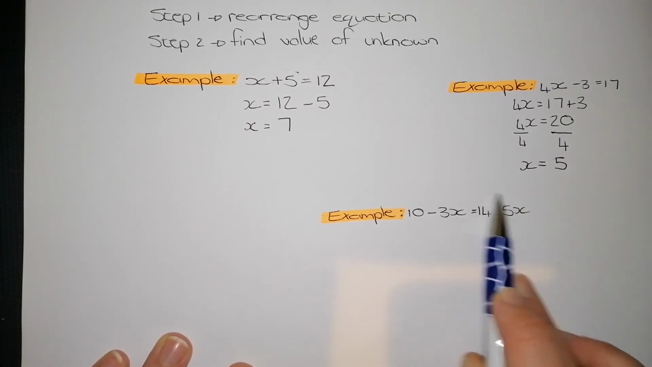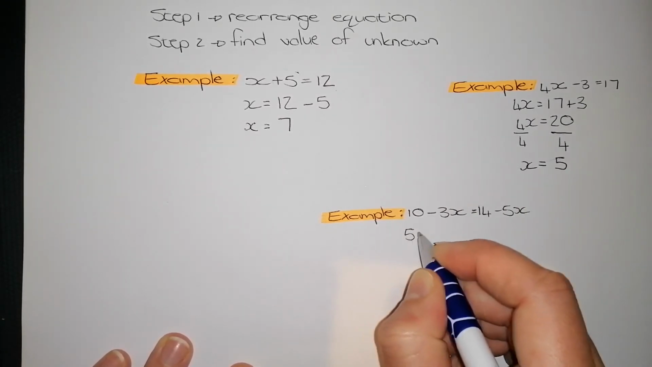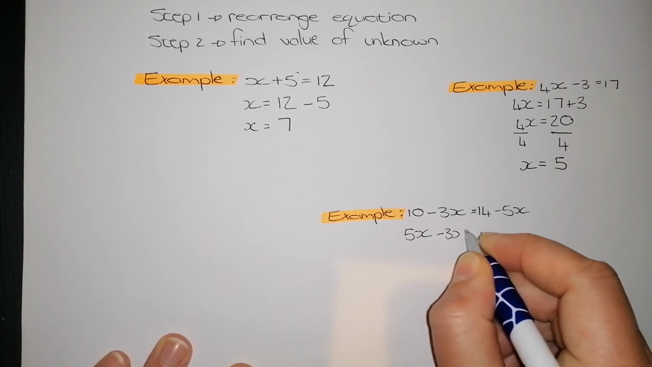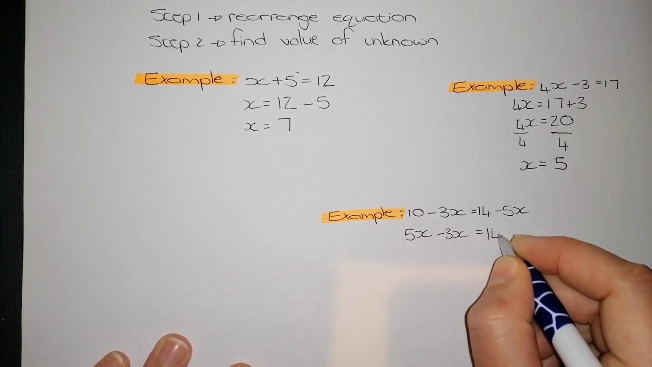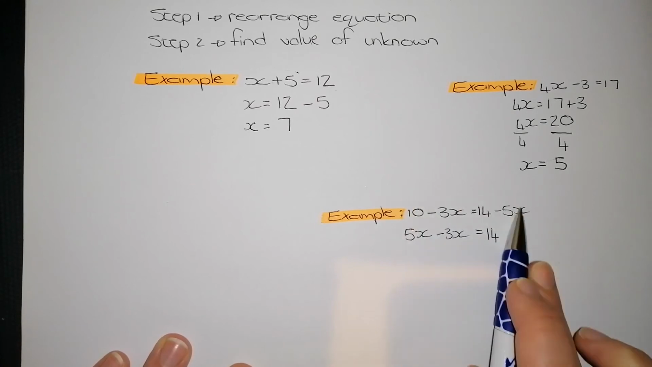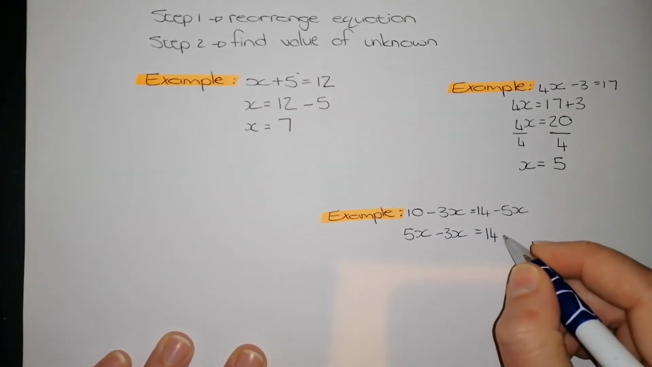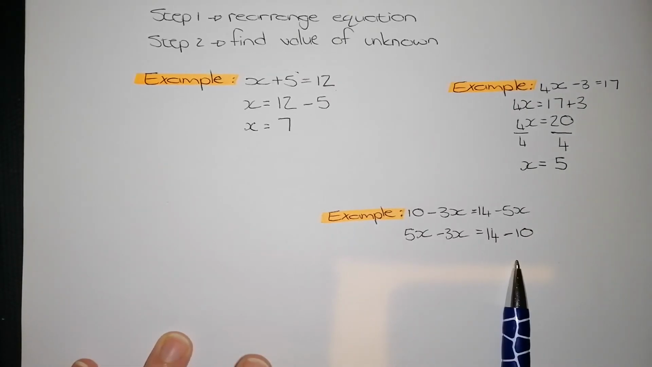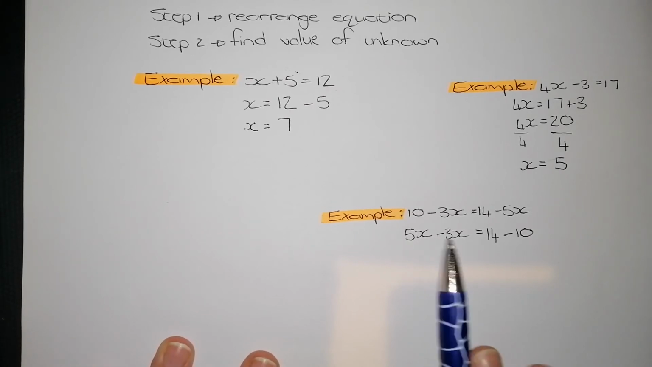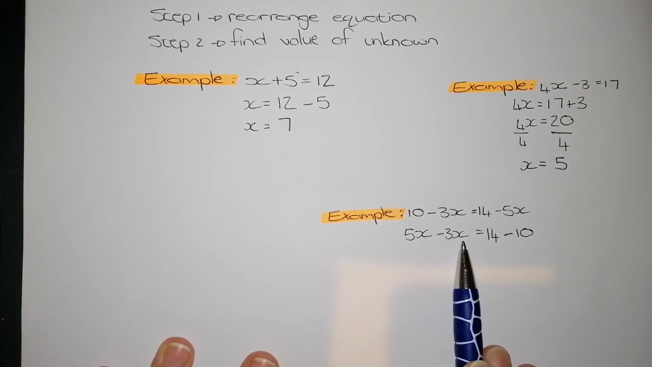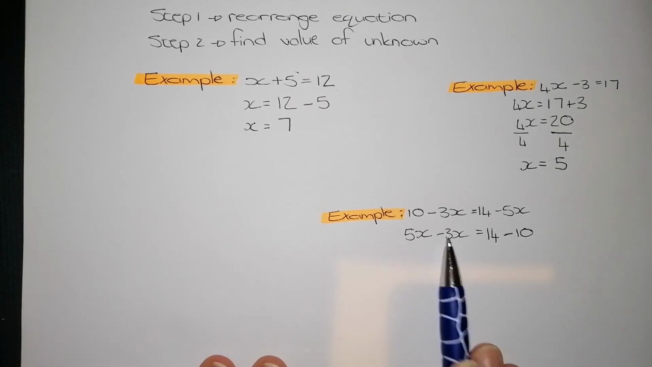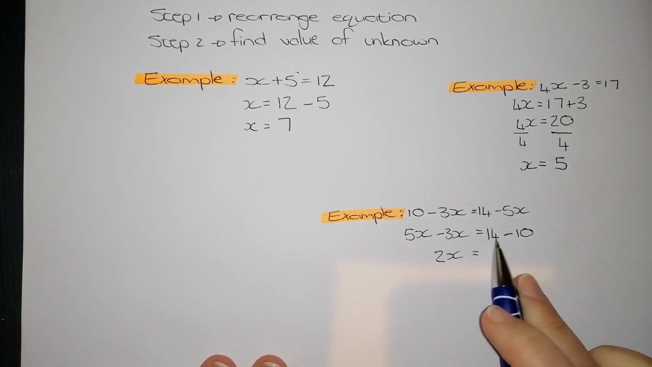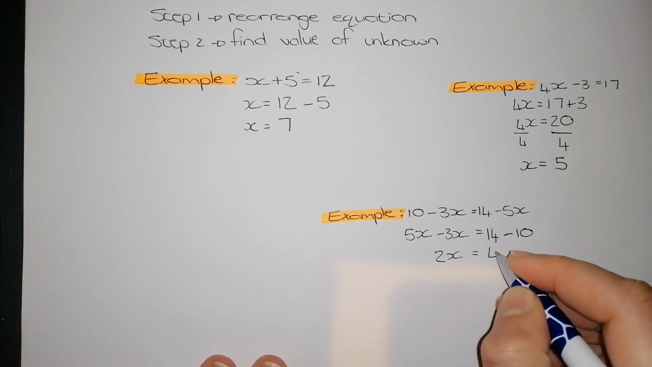When I take this value over, it becomes a positive, so I'm going to have 5x, and I'm going to leave this negative 3x on the left-hand side. Then I'm going to have my 14 on the right, and I need to take this 10 over the equal sign, and then that symbol changes to minus 10. Before we find the value of x, we need to simplify. So 5x minus 3x, because these two are like terms, they look exactly the same, the unknown, therefore I can add them together. So 5 minus 3 becomes 2x, and 14 minus 10 becomes 4.